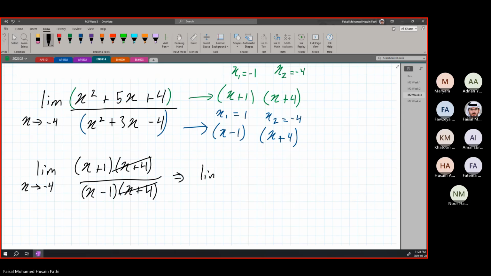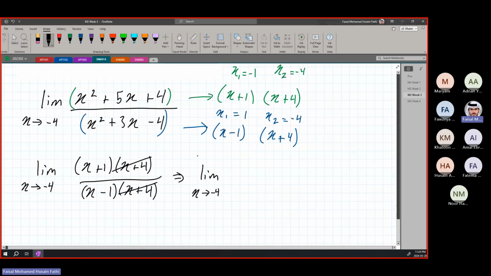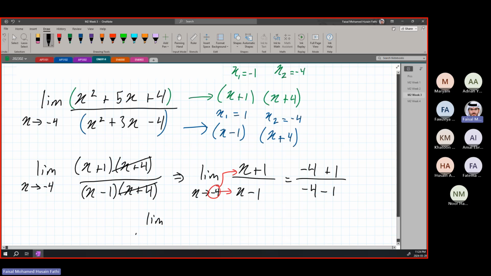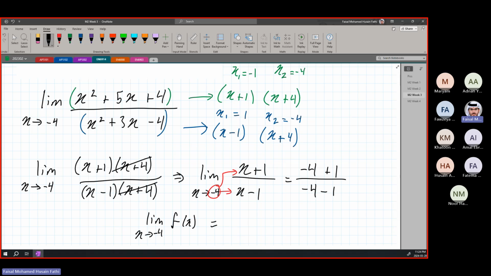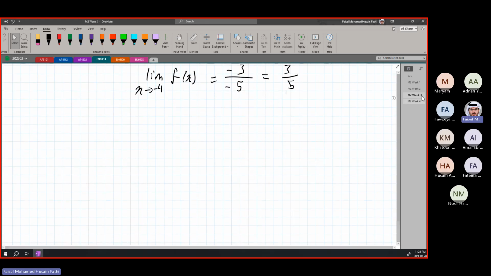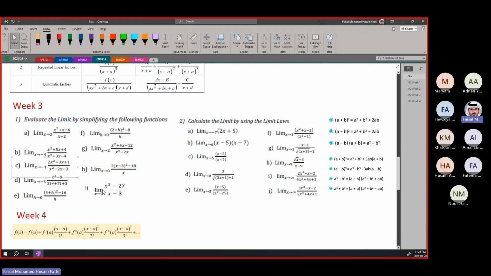So we get the limit of x as x tends to minus 4 of x plus 1 over x minus 1. Now we can substitute minus 4 for x. Good, and we get minus 4 plus 1 over minus 4 minus 1. So the limit as x goes to minus 4 of f of x is going to be equal to: minus 4 plus 1 is minus 3, and minus 4 minus 1 is minus 5. So this is equal to 3 over 5, and that is your answer. Very easy, very straightforward. You just need to know how to do your factorizing very properly and very quickly. Again, part C, same exact concept.